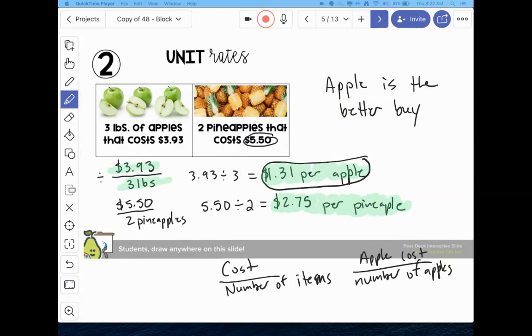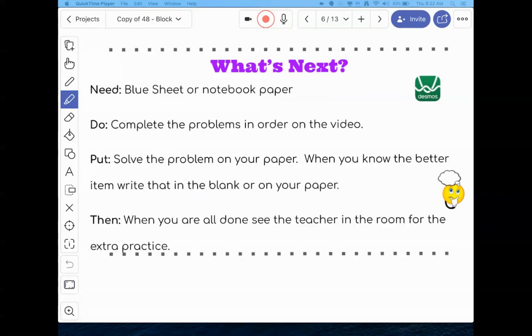Now, I'm going to show you what our expectations are for the rest of this piece and this period here. Now, right here, you're going to see the need. You're going to need your blue sheet or a notebook paper.